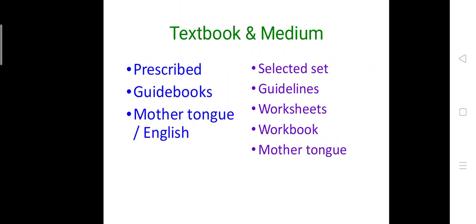Then textbook and medium of instruction. That's another aspect, the second aspect. We follow a prescribed system of textbooks, especially for school level and even for graduation and post graduation. Even in professional courses, we have some prescribed texts, and the majority generally use some guidebooks along with these textbooks. And in the Western system, there are no prescriptions, but they have to choose books from a selected list of items. So there's scope for a wider selection of books.